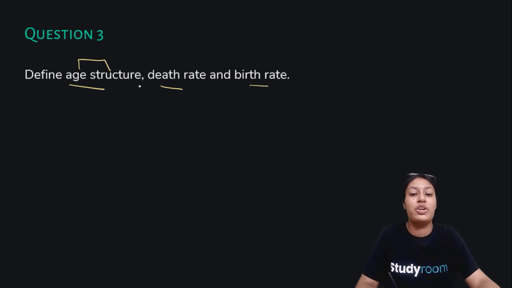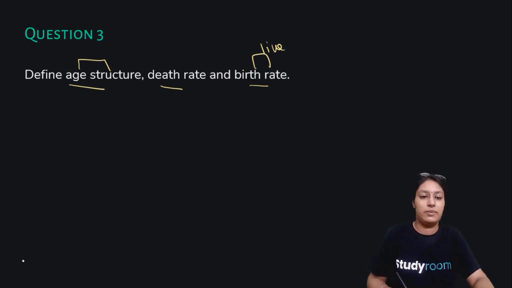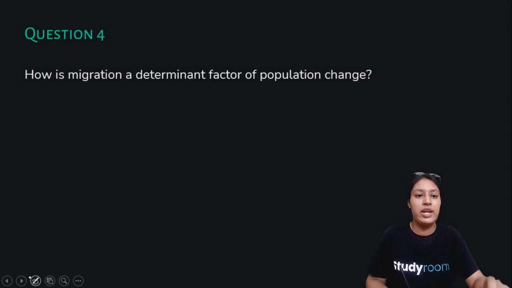Next is death rate or mortality rate. Death rate refers to the number of deaths per thousand in a year, and birth rate is the number of live births per thousand in a year. Okay, in a year, very important.